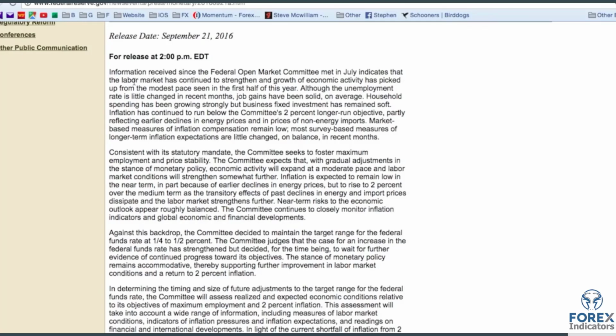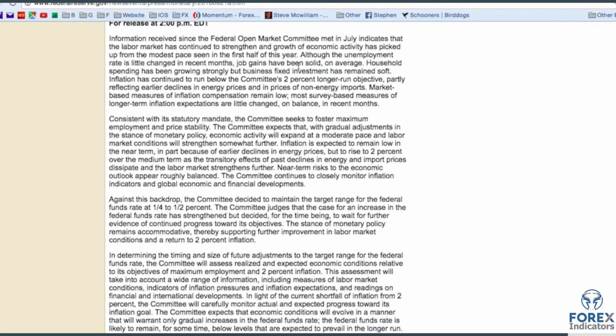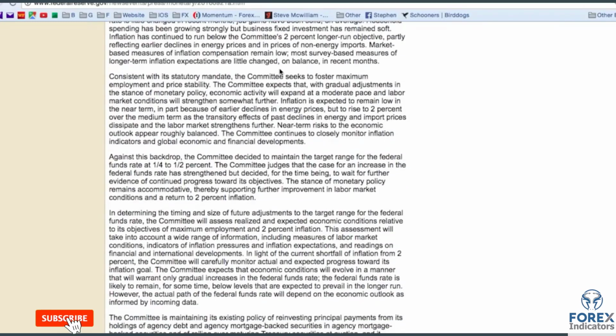You see here that the Fed states that the labor market has continued to strengthen and growth of economic activity has picked up in the first half of this year, etc. The committee, these are the goals. The committee seeks to foster maximum employment and price stability.